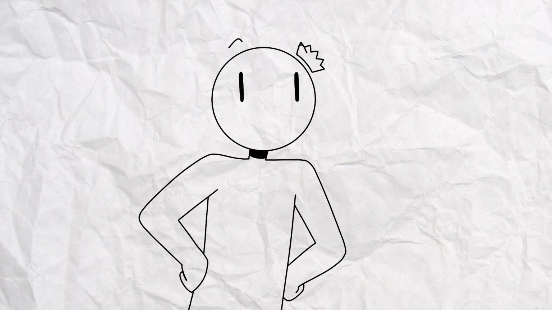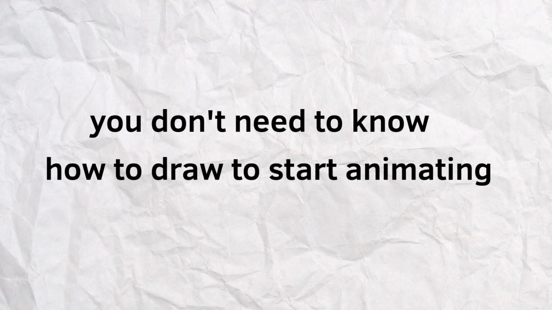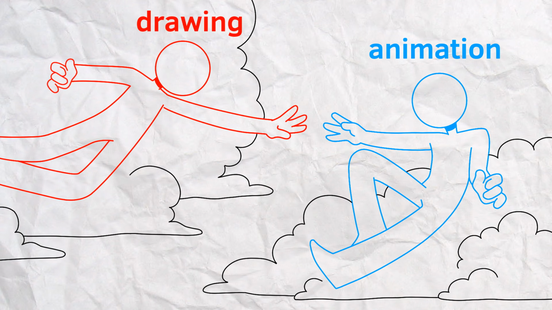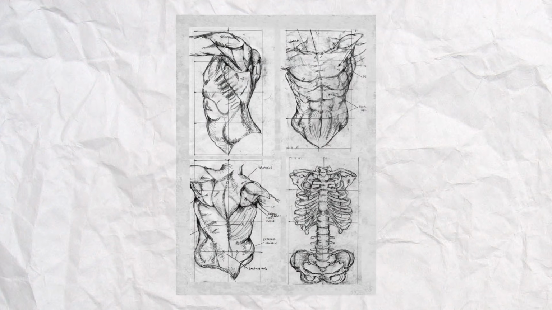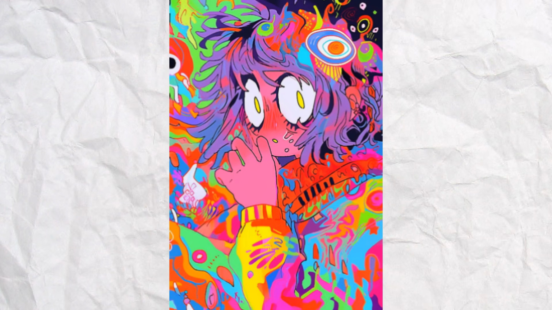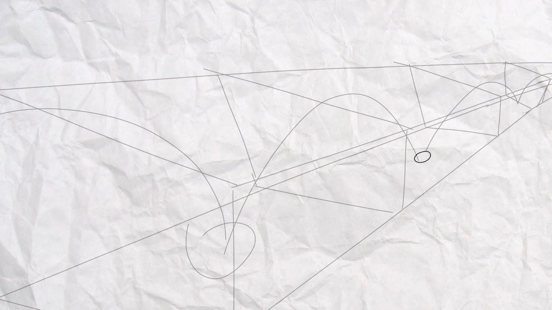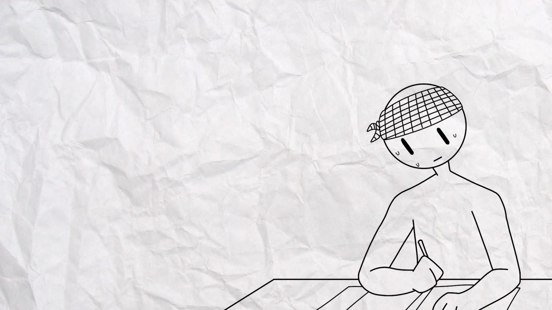Now I know you have probably heard a lot of YouTubers say you don't need to know how to draw to start animating. And they are right. Drawing and animation are two different things. You don't need to know perfect human anatomy, fancy shading, or super detailed art styles. Animation is literally a different form of art. The meaning of animation is simply making something move, and that's it.